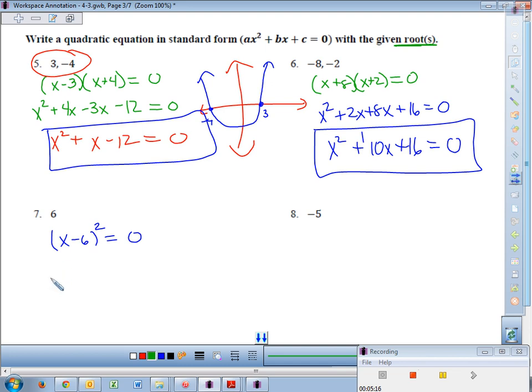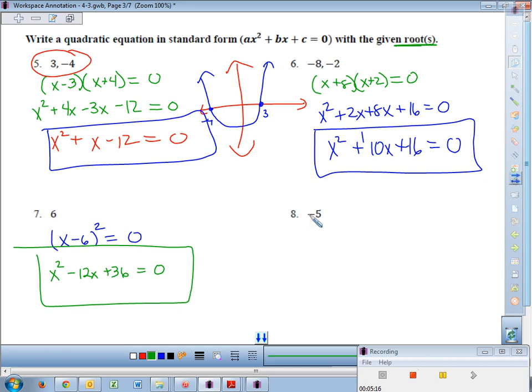What's the first move? Square the first guy. Then twice the product. What is the product of those in there? Negative 6x. I need twice that, so negative 12x. And then what's the last guy going to turn out to be? You square the last one. Is it a positive 36 or a negative 36? Because when you take a negative times a negative, you get a positive. And there we go.